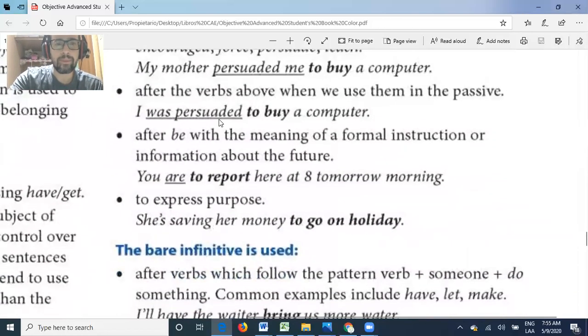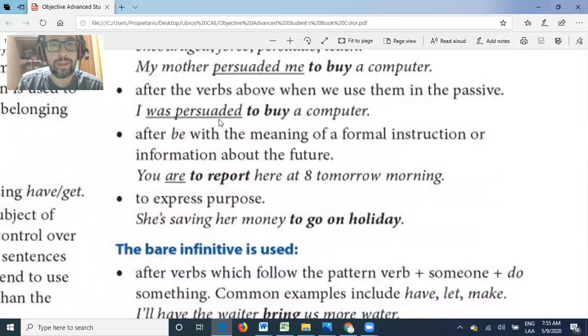Also, after be with the meaning of a formal instruction or information about the future. For example, in this case, the verb to be: you are to report here at 8 tomorrow morning. Okay, so we're using the verb to be, and we're giving an instruction or information about the future.